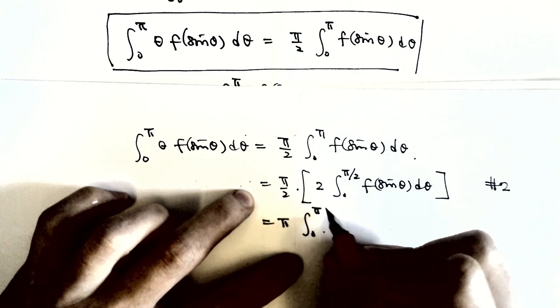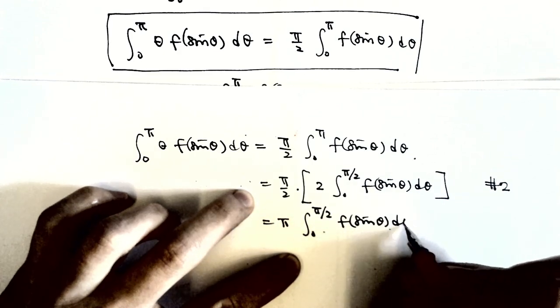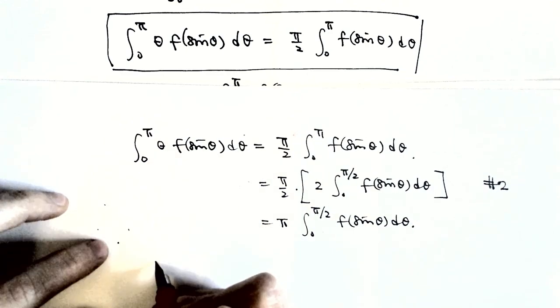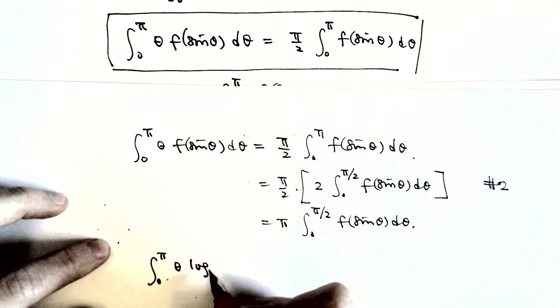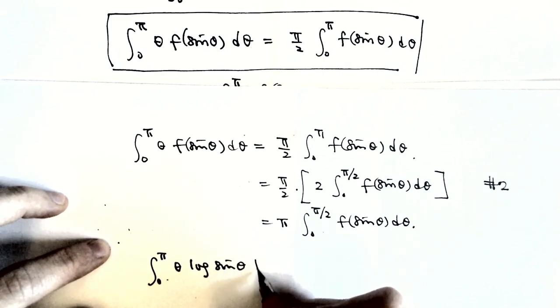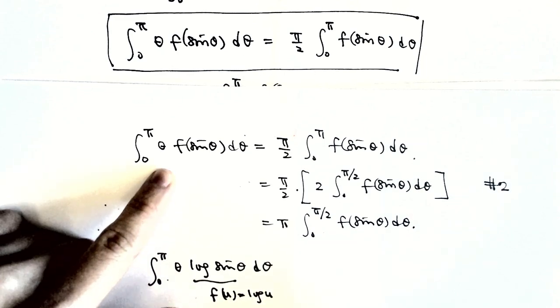We have this identity here. Now today we want to evaluate the integral from 0 to pi of theta log sine of theta d theta. So this is just our f here, and f of u will become log u.